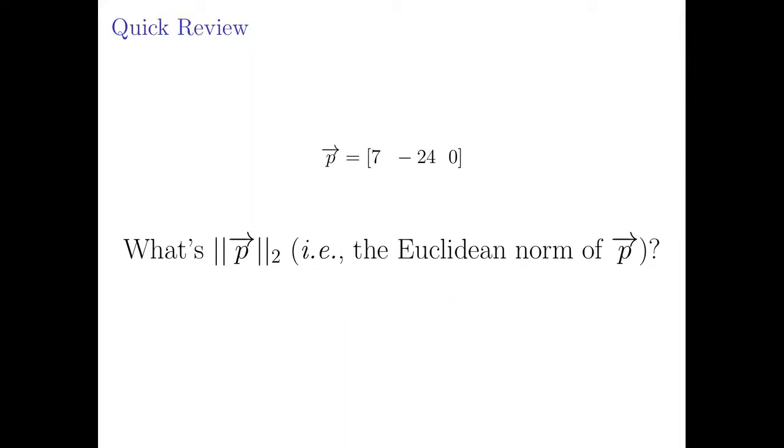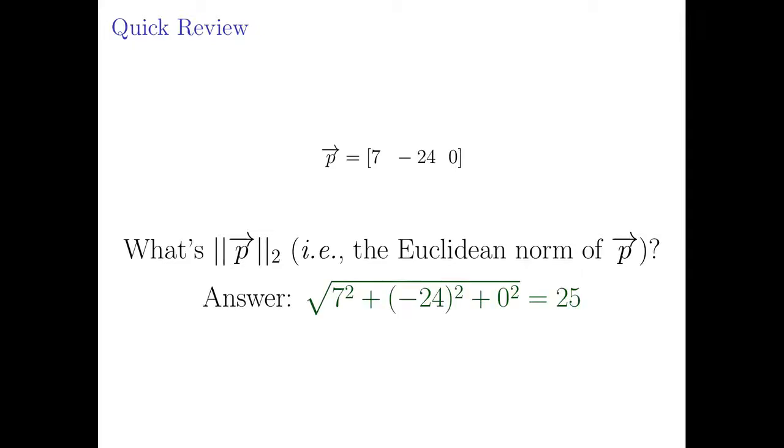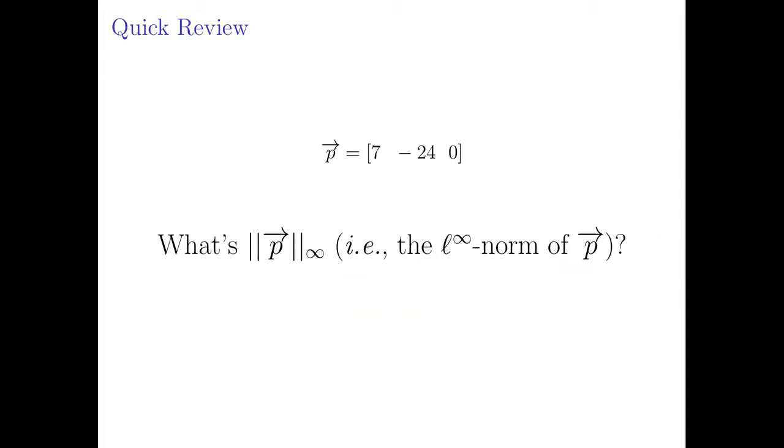What about the Euclidean norm, which is the L2 norm, and which is also just the norm unless I say otherwise? What's that going to be? That's going to end up being 25. Again, I picked numbers that worked out nicely, because if you take the square root of 7 squared plus negative 24 squared plus 0 squared, you end up getting 25 as the answer.